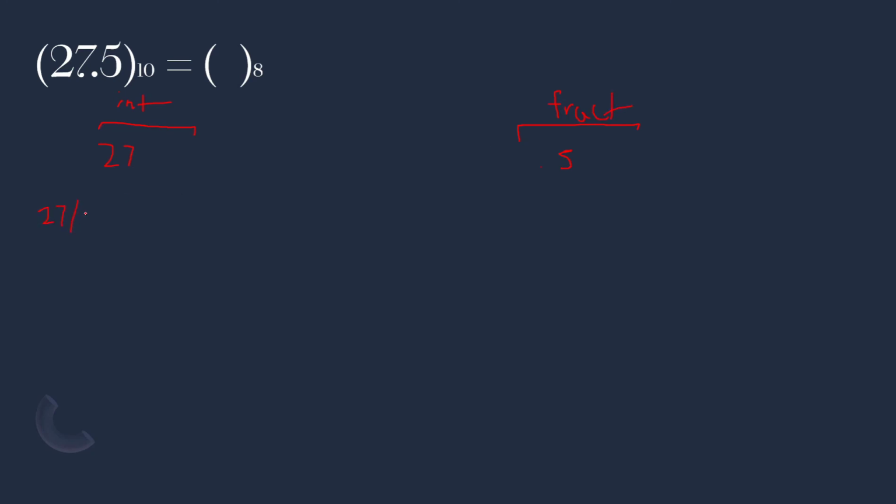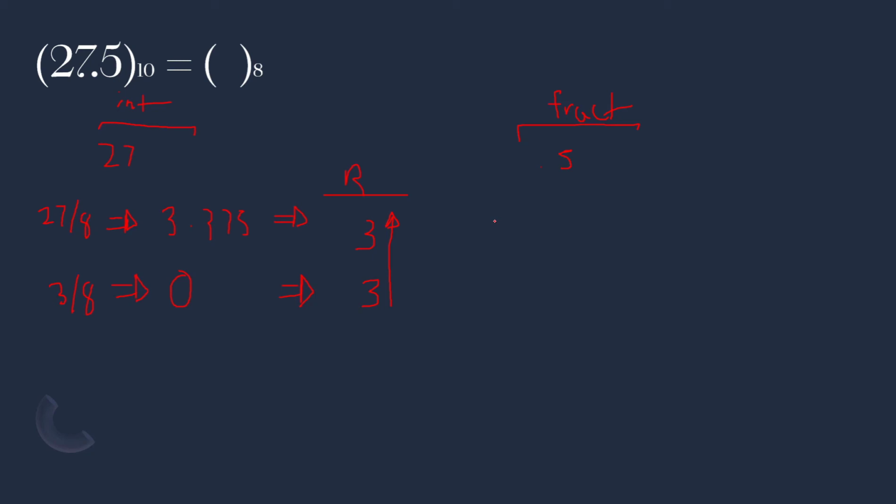27 divided by 8 goes into it 3 times. We can be more specific if we like. 27 divided by 8 is 3.375. And the remainder is 3. So 3 divided by 8. Quotient is 0 because 8 does not go into 3, but there's a remaining value of 3. So this is our integer part.